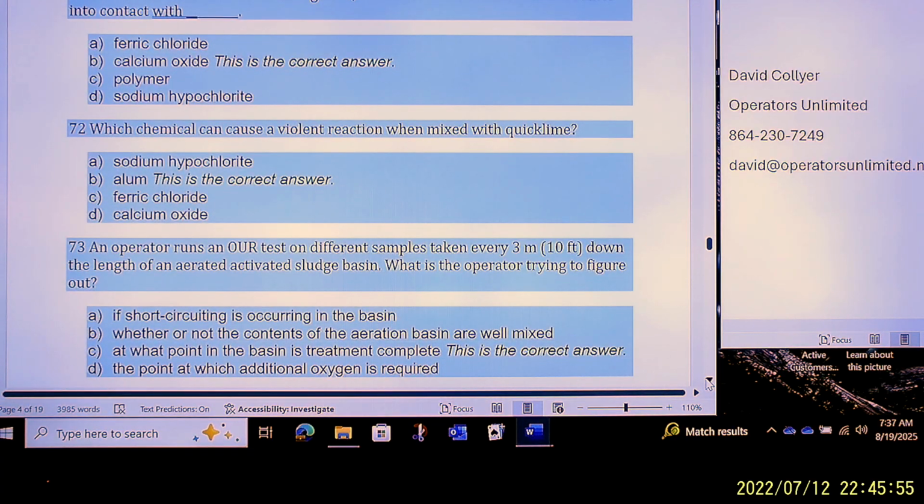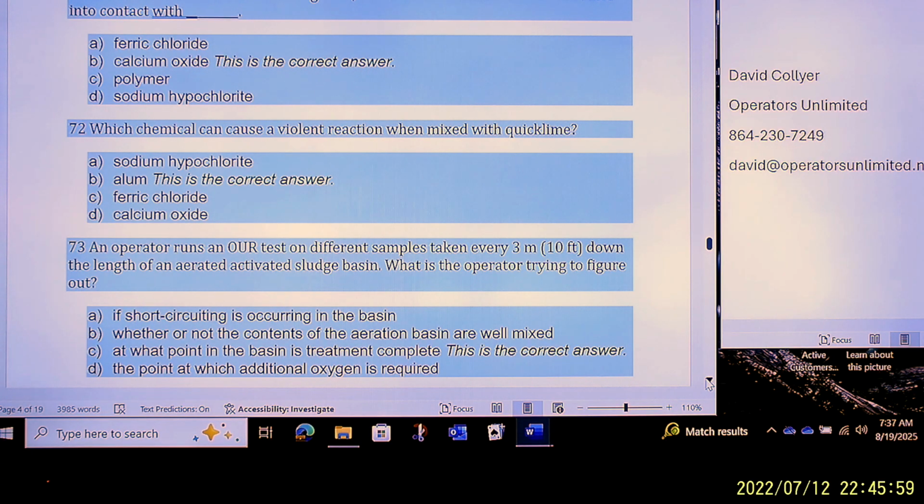71. Alum, a common wastewater coagulant, will cause a violent reaction if it comes into contact with A, ferric chloride, B, calcium oxide, C, polymer, or D, sodium hypochlorite. The answer to 71 is B.